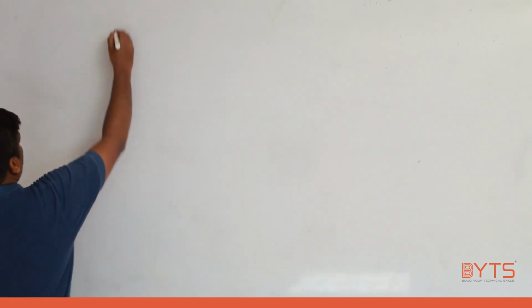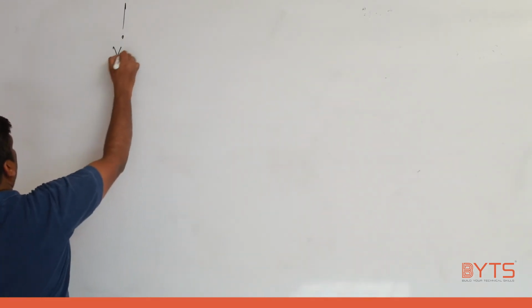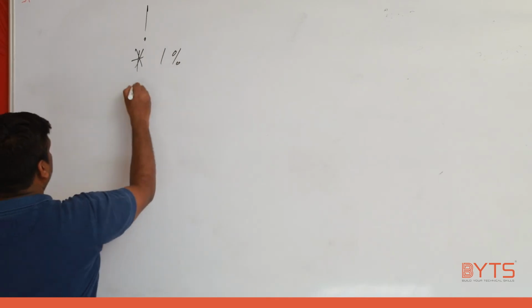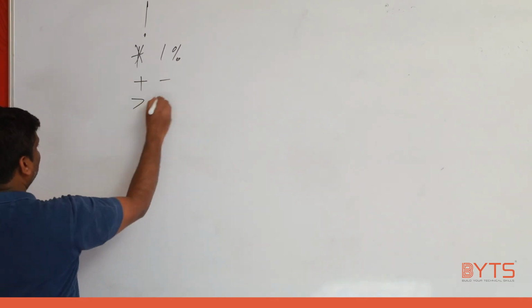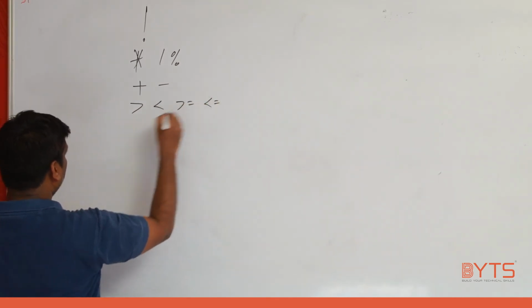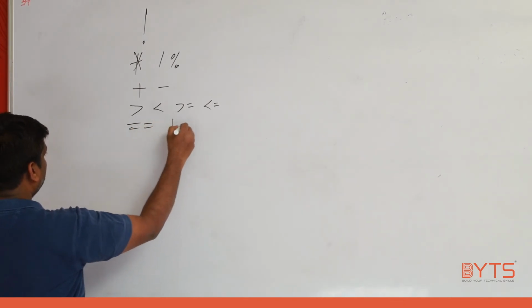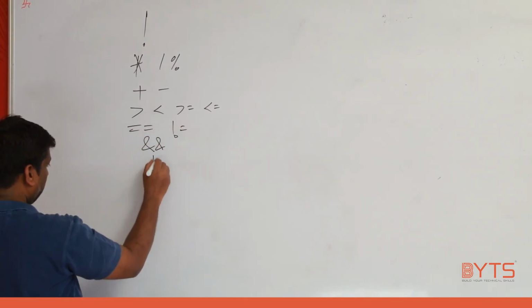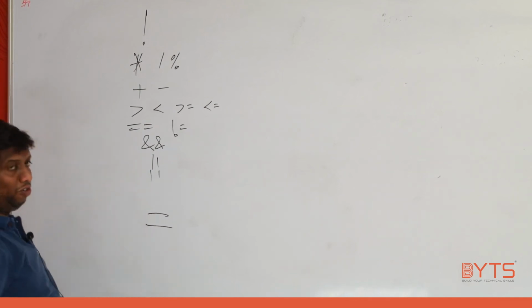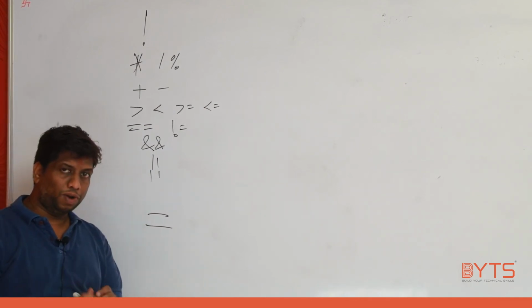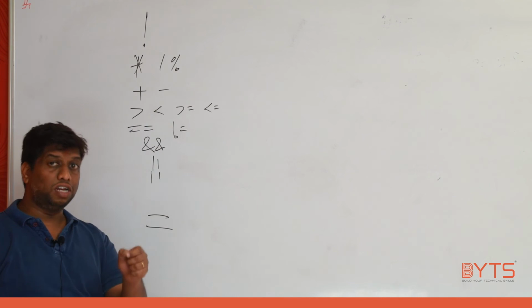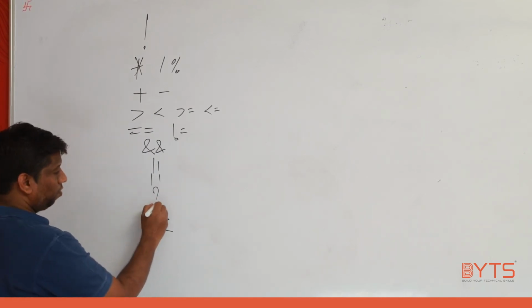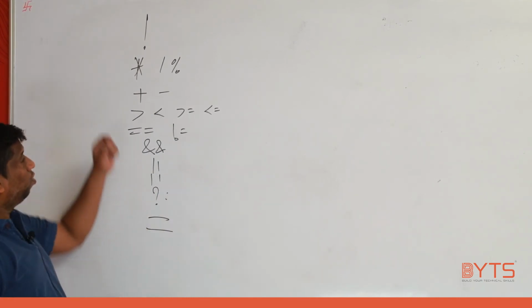See, now we'll see the priority. First we have what? Not, multiplication, division, modulus, addition, subtraction, greater than, less than, greater than equal, less than or equal, equals, not equals, logical and, logical or, assignment. This was our previous priority. Now we introduced one operator. What is the name of that operator? Conditional operator. Where will it come? Here. Okay? Now see here.